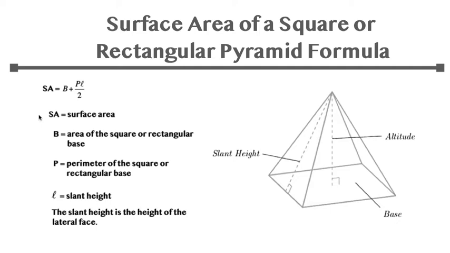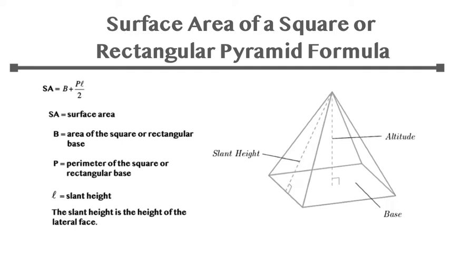SA represents surface area. Capital B represents the area of the square or the rectangular base. Capital P is going to be the perimeter of the square or the rectangular base. And this L is called the slant height, which is this length right here.